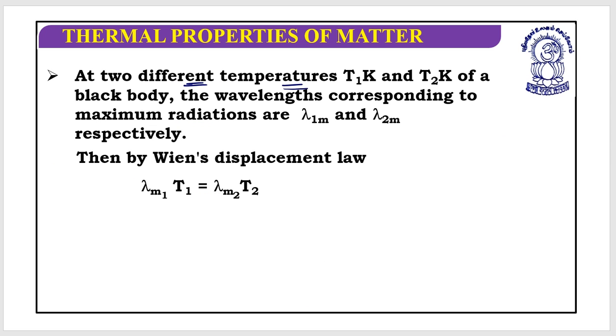At two different temperatures, let's say T1 K and T2 K of a black body, the wavelengths corresponding to maximum radiation are lambda m1 and lambda m2 respectively. Then I could write lambda m1 into T1 is equal to lambda m2 into T2. That's it. I hope this is clear. Any doubts up till now? No? Great.